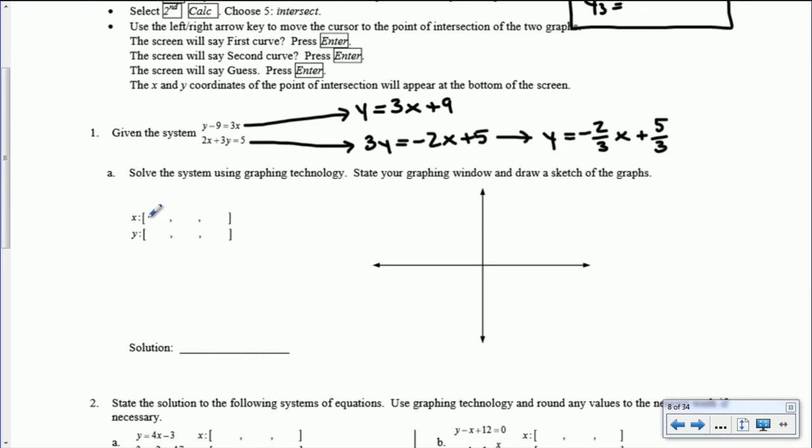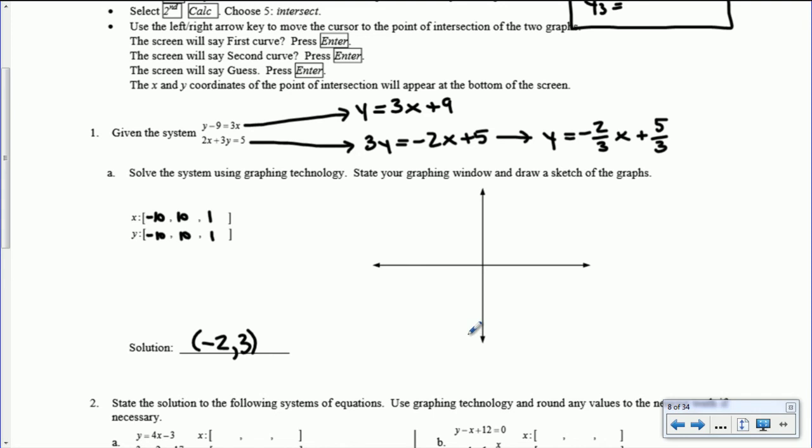So my window was negative 10, 10, 1, negative 10, 10, 1. So x min, x max, x scale, y min, y max, y scale. The solution was negative 2, comma 3.